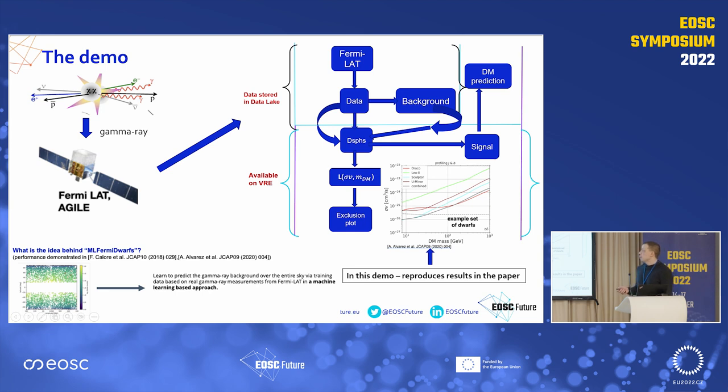Now we are going to the demo. For the demo, we decided to demonstrate an analysis for dark matter searching. We have a hypothesis of dark matter annihilation to gamma rays. We have Fermi, a satellite detector, and this detector gives us some data. Data are stored in the data lake. Inside the VRE we have our analysis workflow, and the aim of this workflow is to repeat the results mentioned in this paper, so just to reproduce such a figure.